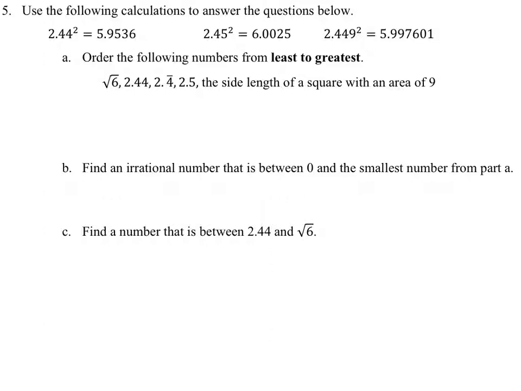Here are the following calculations to answer these questions. Again, we're just listing these from least to greatest. The side length of a square with an area of 9, square root of 6, 2.44, 2.4 repeating, and 2.5.